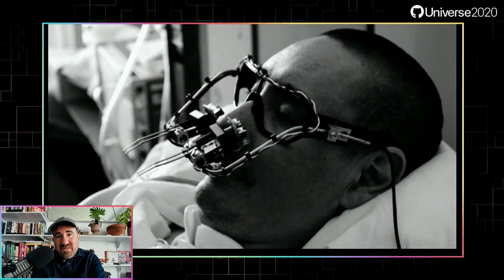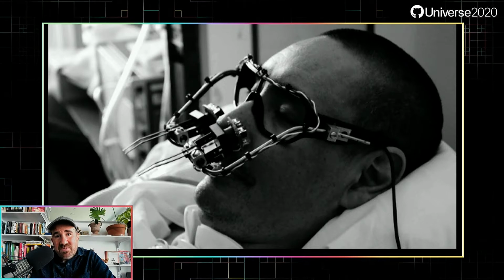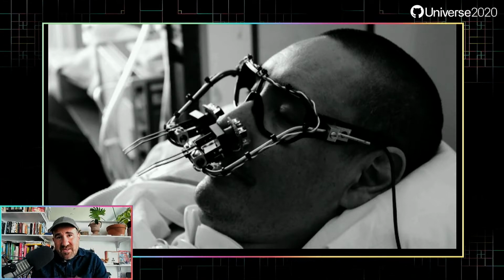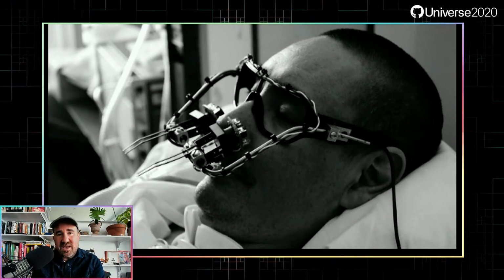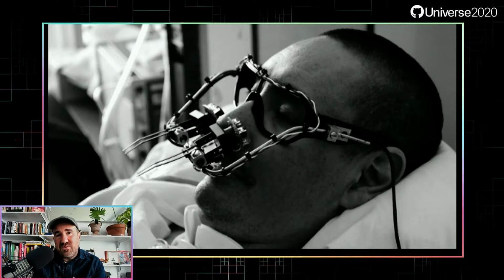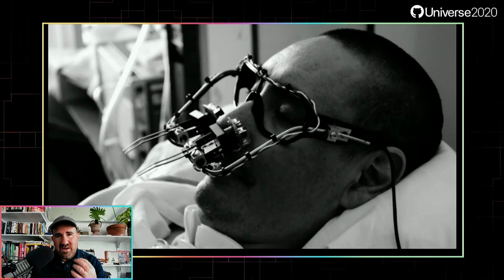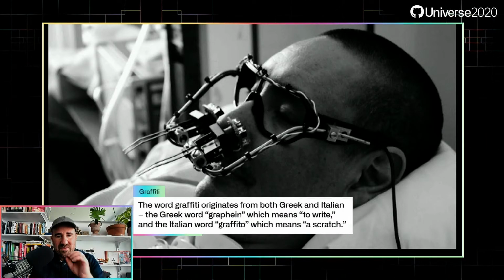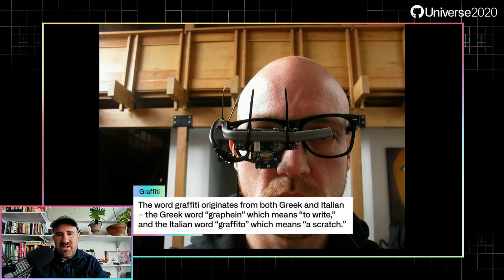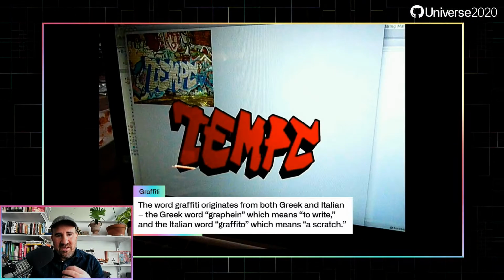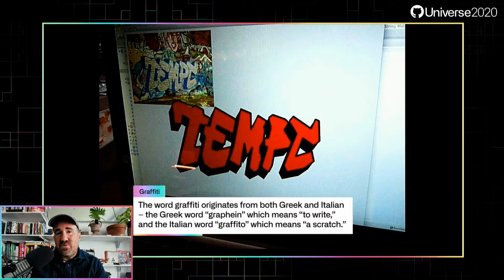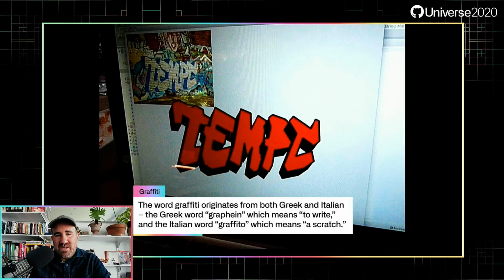I do all kinds of projects. This is a collaboration between five artists and a sixth artist named Tempt. We work together as a team. Tempt is an old school graffiti artist from LA who's completely paralyzed, and we worked together to build an eye tracking system that uses the movements of his eyes to draw graffiti. So here we're building a tool to allow him to draw graffiti again.